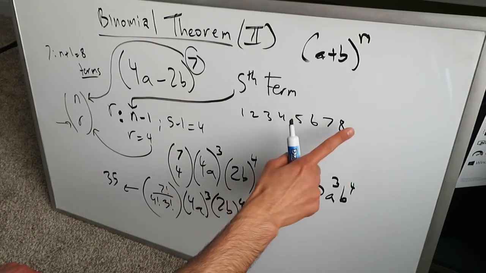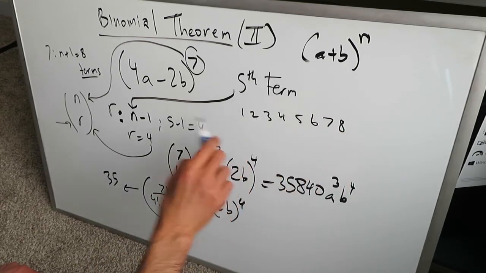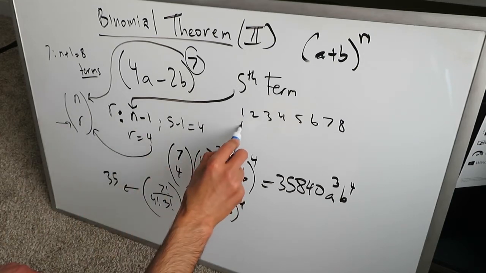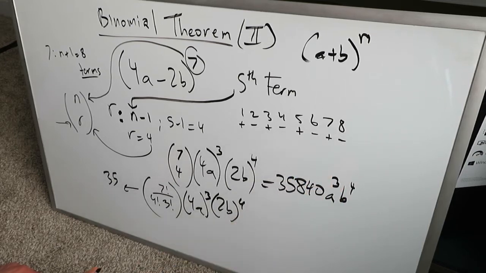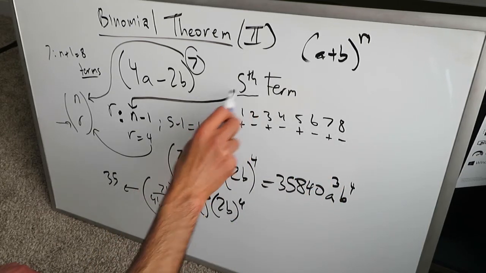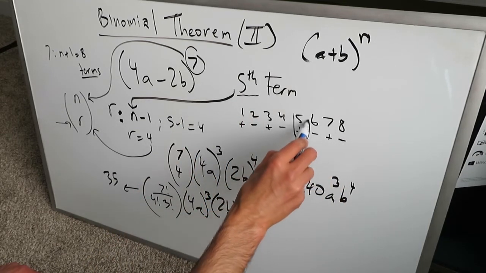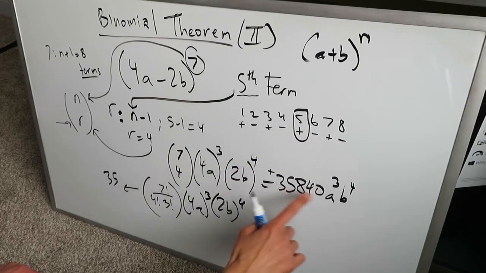So just start labeling them as plus minus in an alternating manner. Plus minus, plus minus, plus minus, plus minus. But I said let's find the 5th term. Remember our question was the 5th term. You look here at the 5th term, right? It happened to be a plus, so we're good. So it's 35,840 a cubed b to the 4th.